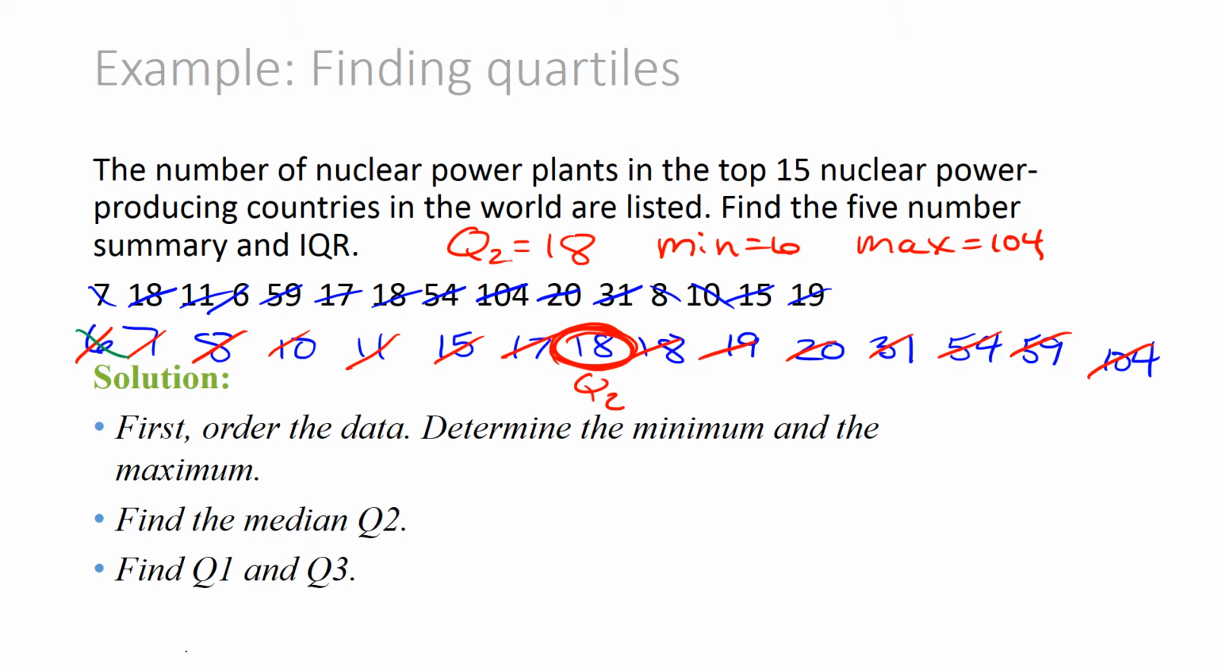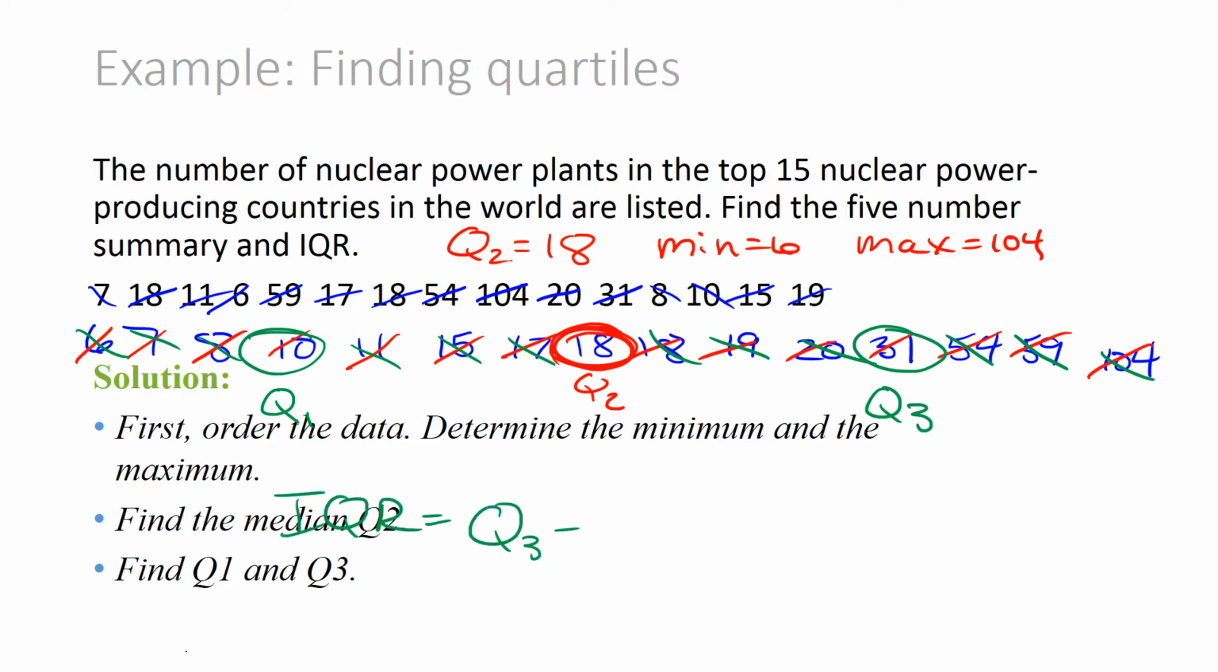So using the same process in the lower half, marking off the edges, I'm left here with a 10 in the middle to give me my Q1. And then I do the same thing in the top, marking off one at a time, and that gives me my Q3. And so the IQR is Q3 minus Q1, so 31 minus 10, which gives 21.